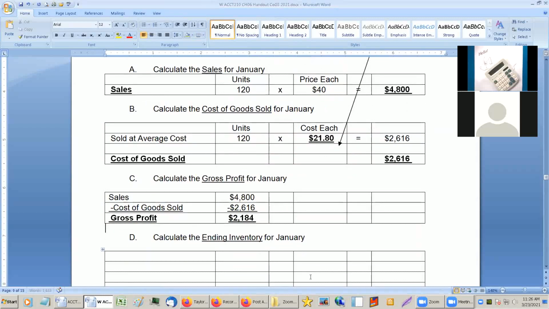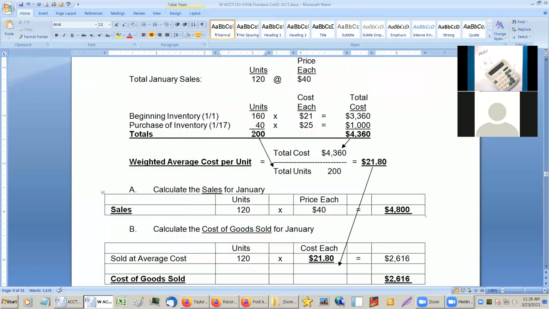Okay, ending inventory is kind of the same. So we have units. I'll do the math here. Units available for sale is 200, and what I mean by that is that's the most we could have sold. So how many units were available to sell? We had 200 that were available. We could have sold 200 units. We didn't. We only sold 120, but we could have sold 200.